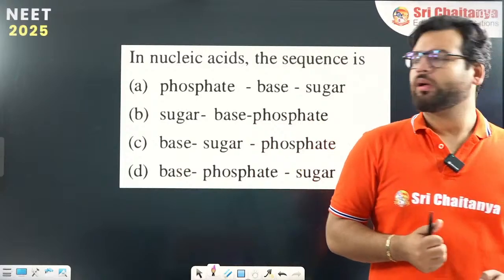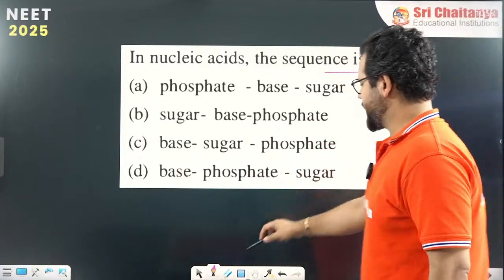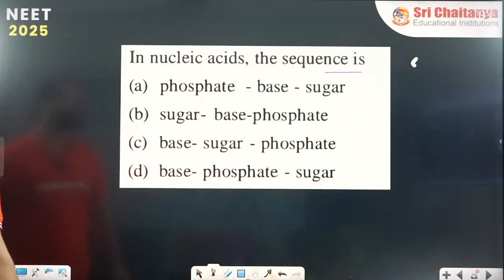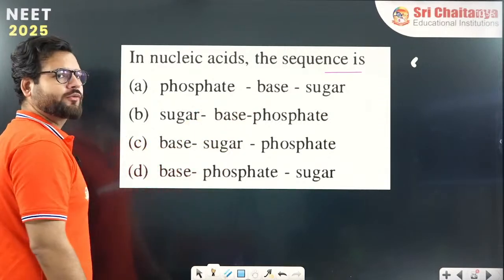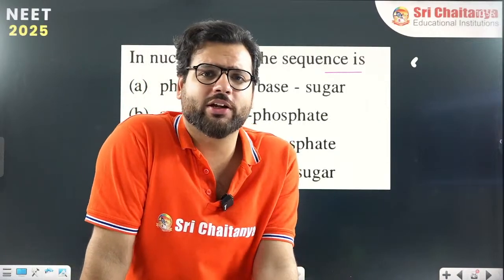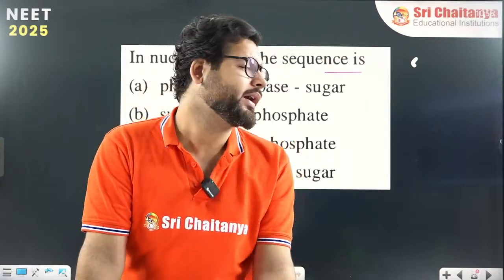Okay. Next one. In nucleic acids, how is the sequence? It is your NEET 2024 question as well. Instead of phosphate, they said phosphite or phosphorus acid. So remember it, in nucleic acids, phosphoric acid group gets attached, not phosphorus acid, phosphoric acid.